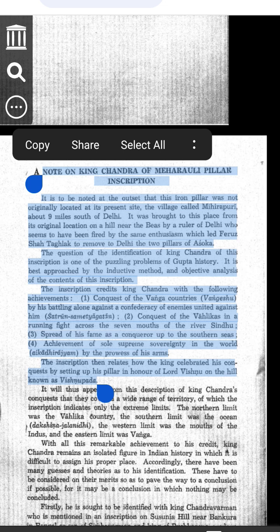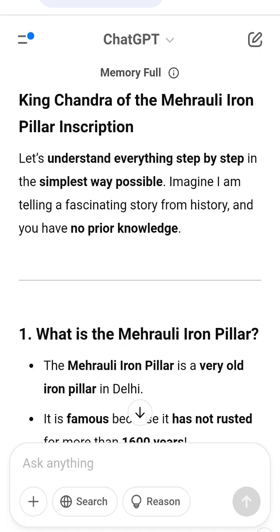And 4. Why did he build the iron pillar? The inscription says King Chandra set up the pillar to honor Lord Vishnu. The pillar was originally placed on a hill called Vishnupada, meaning feet of Vishnu. This shows that King Chandra was a great devotee of Vishnu. Example, just like how people build temples and statues today to honor gods, King Chandra built this pillar to show his devotion.